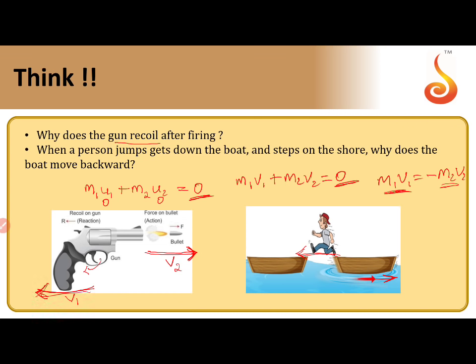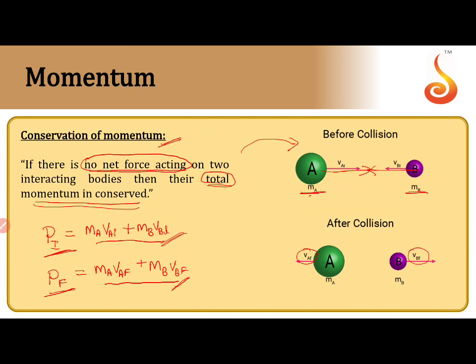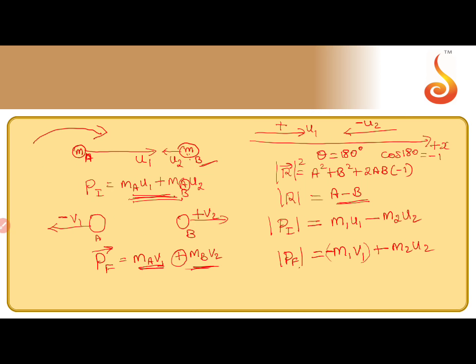So it will be pushed backwards. This is due to the principle of conservation of linear momentum. Then, momentum is a vector quantity. So therefore, when you are adding the momentum either before collision or after collision, you need to take care of the directions.